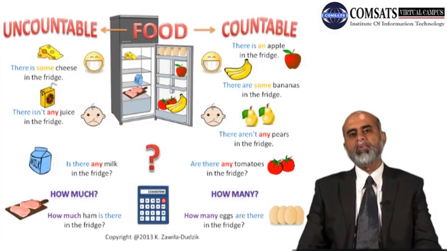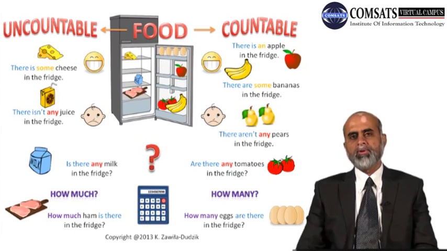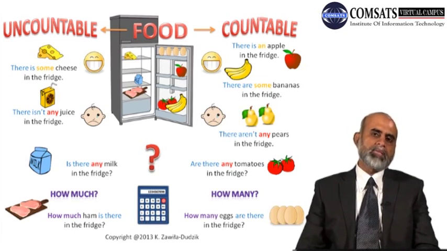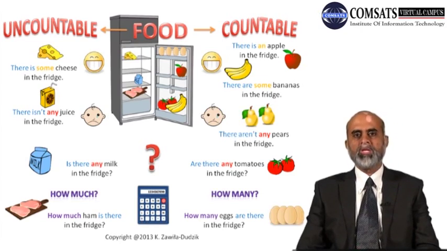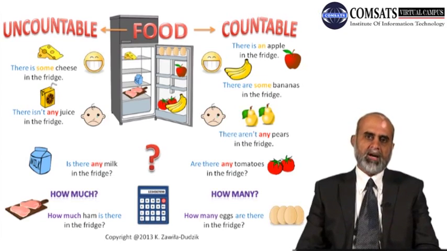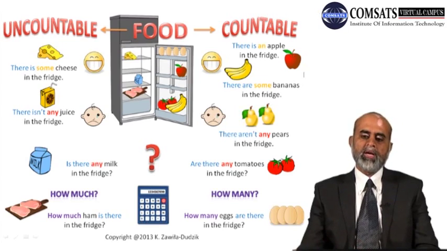Okay, now we move on, and we are going to look at some grammar, some and any. Before we know which words take some and which words take any and which words take a or an, we need to know there are 2 kinds of nouns. A noun can be either uncountable or countable. Usually the food items are either uncountable or countable.